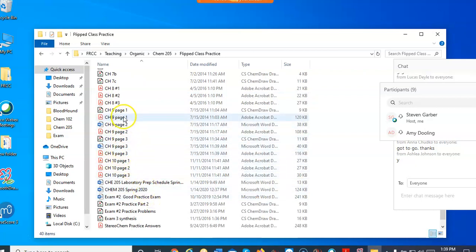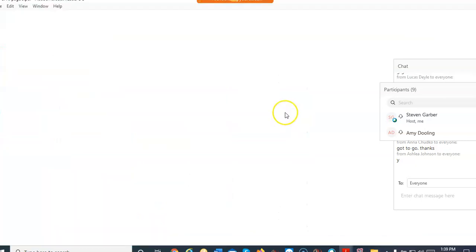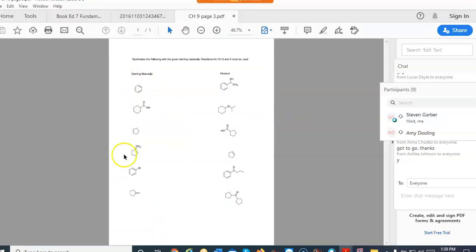Let's see, chapter 9, I think it's page 3. So I gave you tons of synthesis. This whole page is just a whole bunch of synthesis problems. I have 1, 2, 3, 4, 5, 6 different synthesis problems. I don't think these are ones that I gave in class. No, these are all different ones, but they're very similar.